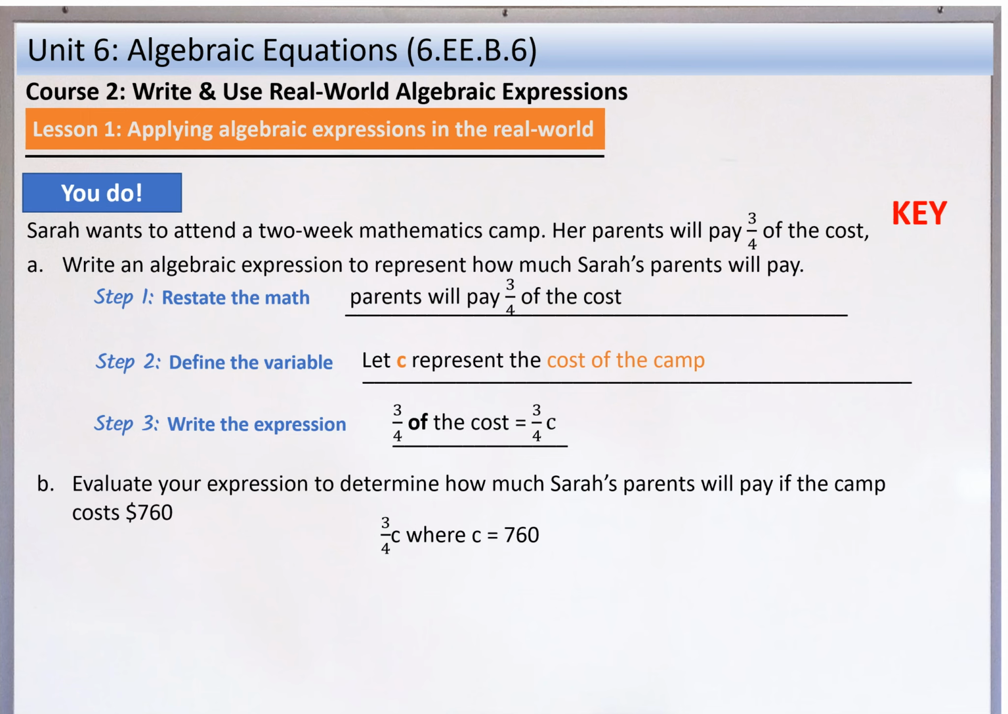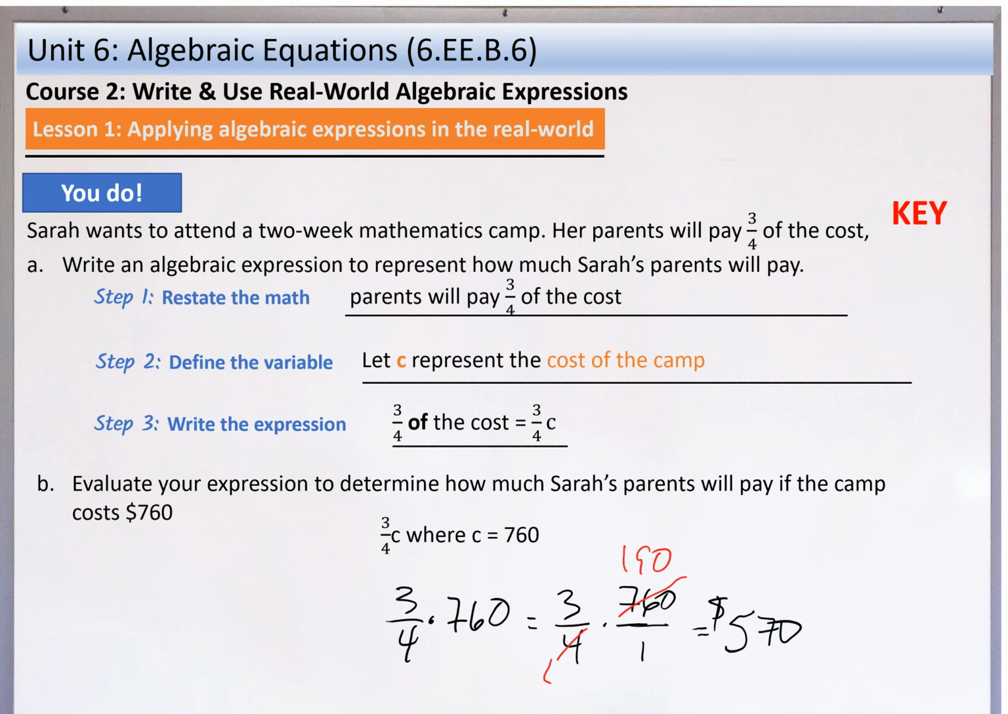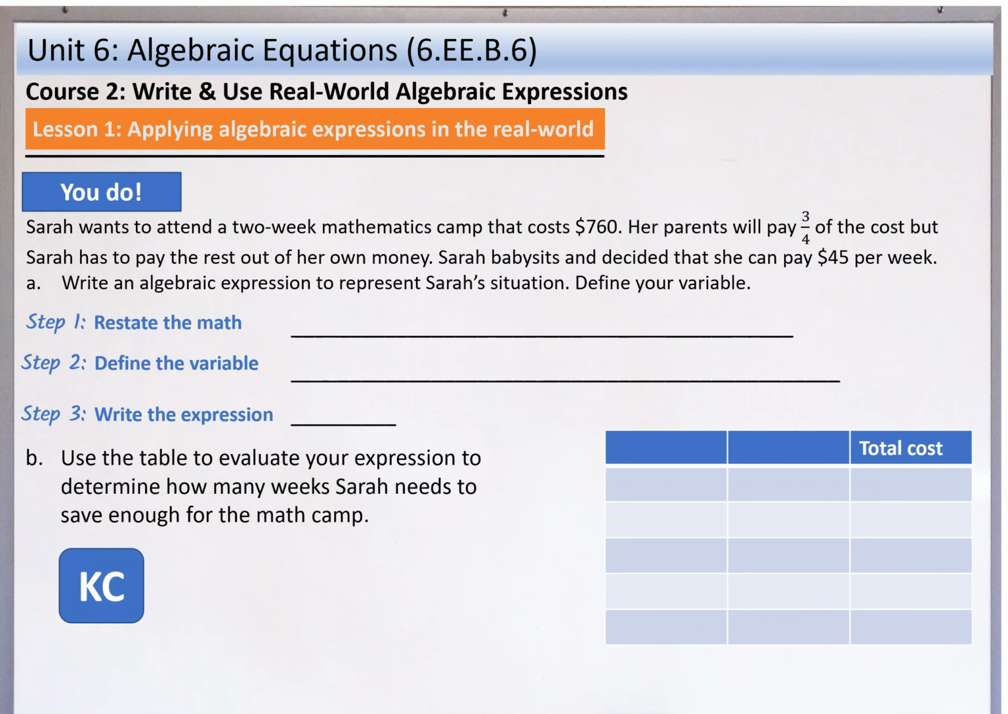And we know that C is 760. So 3/4 of 760 is 3/4 times 760 over 1. We can simplify before we multiply, and we get 570. So they'll pay $570 of the 760. And I guess Sarah pays the rest. The next one.